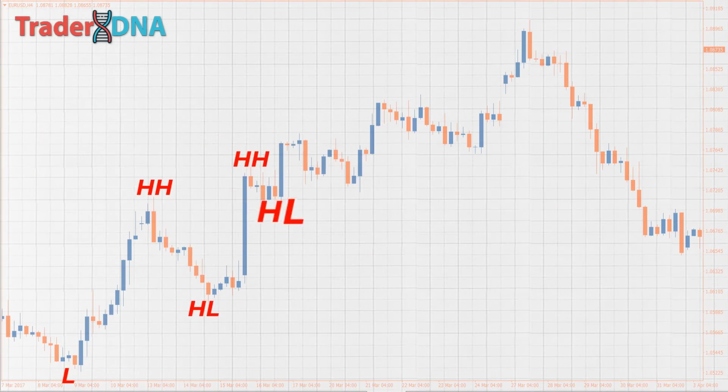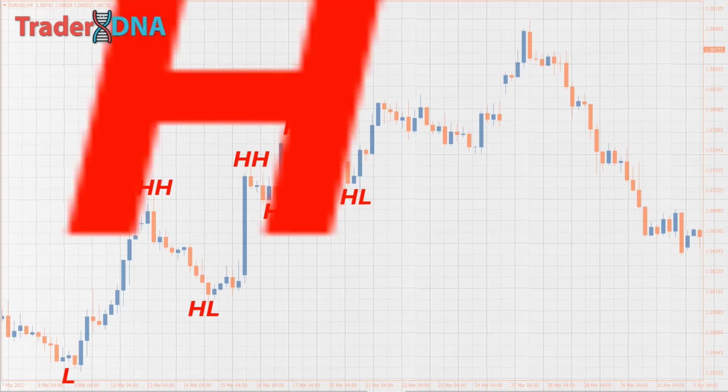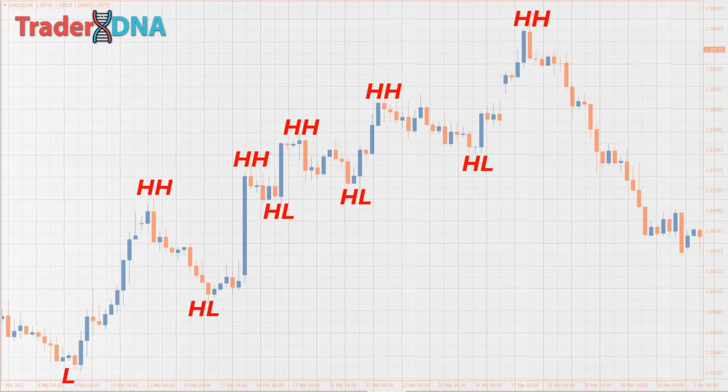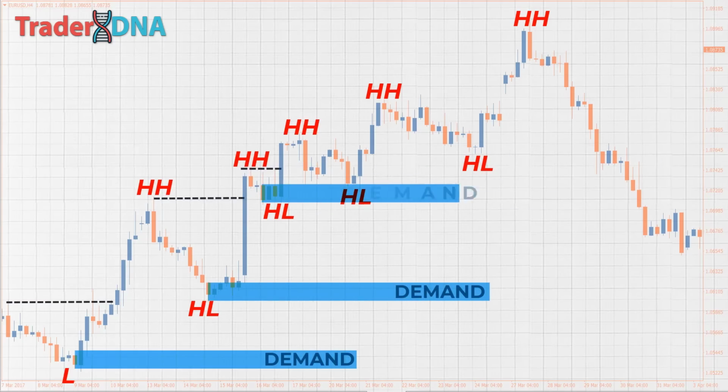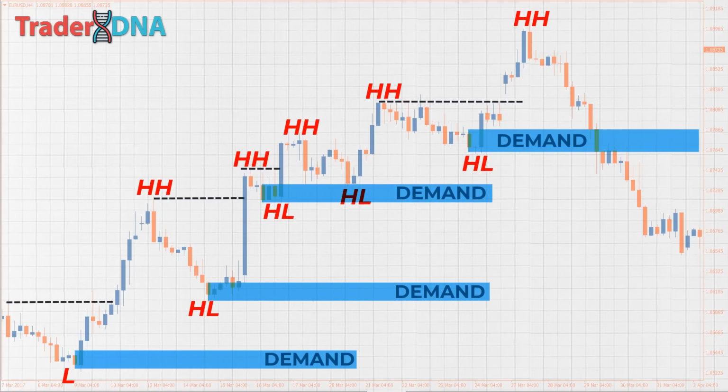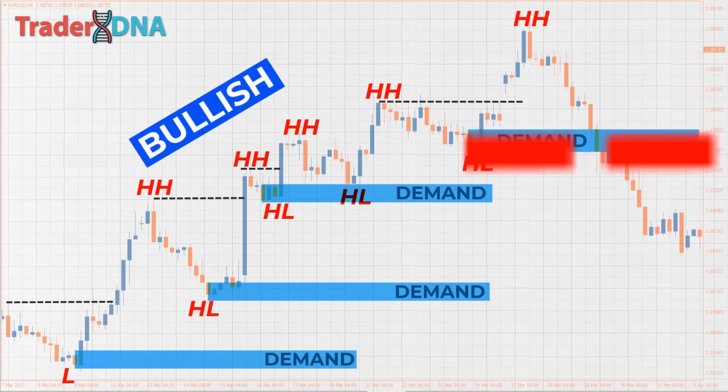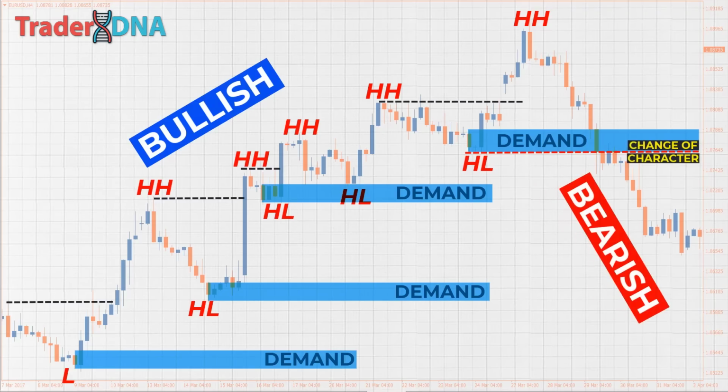In an ideal uptrend, the market consistently forms higher highs and higher lows. Whenever the market breaks a structure to the upside, a demand level is automatically established. As long as we remain above the zone that triggered the break, demand controls the market, and the sentiment is bullish. However, a break and close below this level constitute a change of character, signaling a potential reversal. The same principle applies in a bearish scenario.